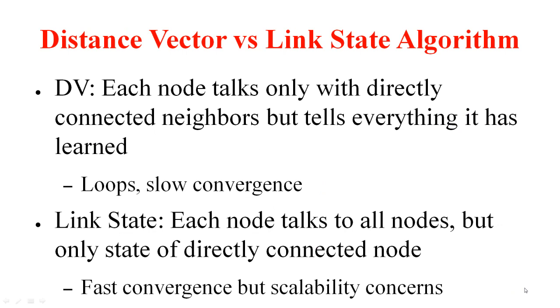Now that we have seen distance vector as well as link state, let's compare them both. In distance vector, each node talks only with its directly connected neighbors, but it tells everything it has learned. The problems we saw there are the formation of loops, the count to infinity problem, and the fact that distance vector suffers from slow convergence. On the contrary, in link state algorithm, each node talks to all the nodes but only states information about directly connected nodes. Because you have global information, it has very fast convergence, but it has scalability issues, which to some extent are handled via areas.